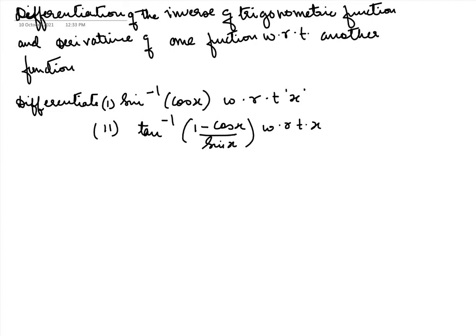In this video, I'm going to explain how to differentiate the inverse of a trigonometric function and also how to find the derivative of one function not with respect to x but with respect to another function. So first of all, let us differentiate this one, sine inverse of cos x with respect to x. So here, what will be the solution of 1?